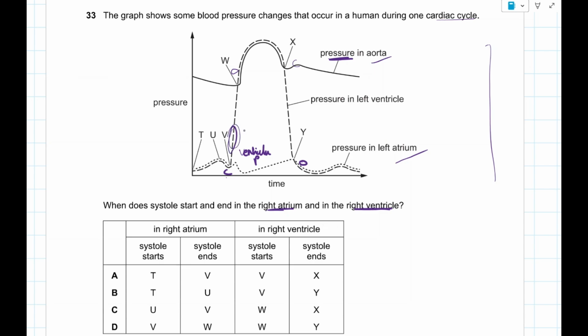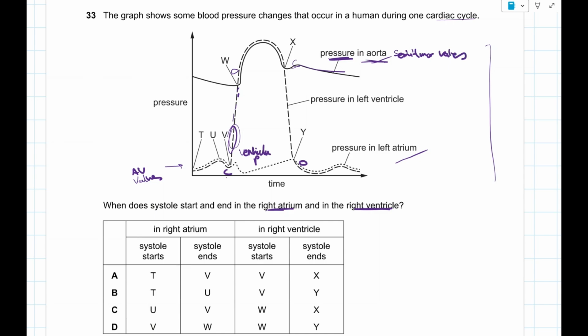So this is the ventricular pressure, this dashed line. And this smooth line is the pressure change in the aorta. Now, here at the bottom, we always talk about the atrioventricular valves. And above here, we are talking about semi-lunar valves.